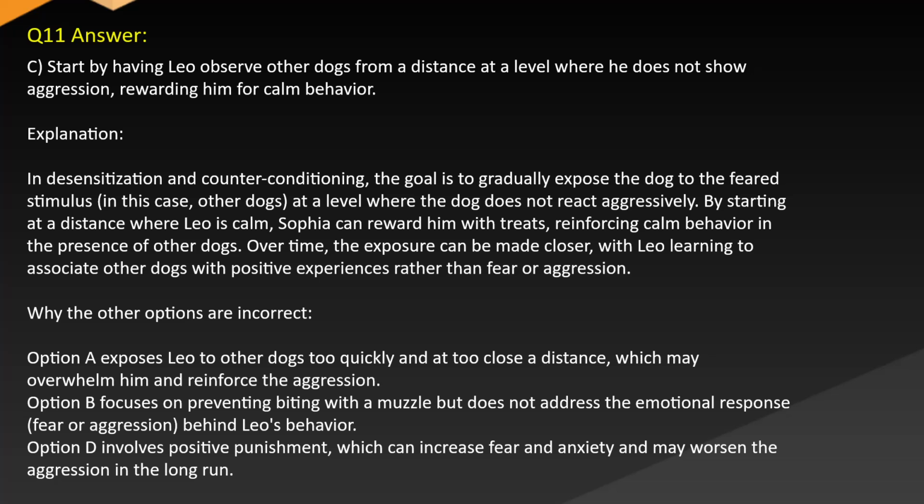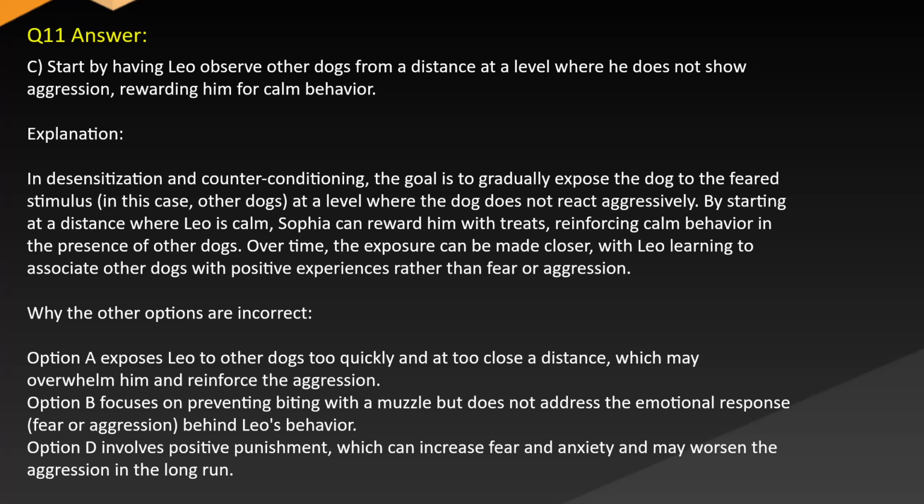Answer C. Start by having Leo observe other dogs from a distance at a level where he does not show aggression, rewarding him for calm behavior. Explanation. In desensitization and counter-conditioning, the goal is to gradually expose the dog to the feared stimulus, in this case other dogs, at a level where the dog does not react aggressively. By starting at a distance where Leo is calm, Sophia can reward him with treats, reinforcing calm behavior in the presence of other dogs. Over time, the exposure can be made closer, with Leo learning to associate other dogs with positive experiences rather than fear or aggression.